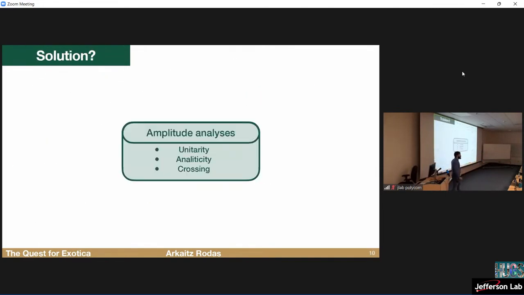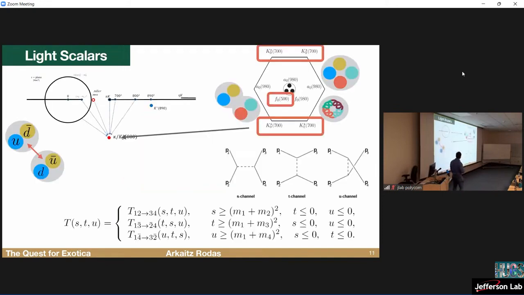So the solution is this. The solution is to invoke all these first principles. You've been introduced to unitarity analysis in the previous lecture, and we're going to speak now about crossing, and how the three of them together can give us the right answer in this reaction, and so on. Okay, so what is crossing? Crossing is the relation between particles and antiparticles.